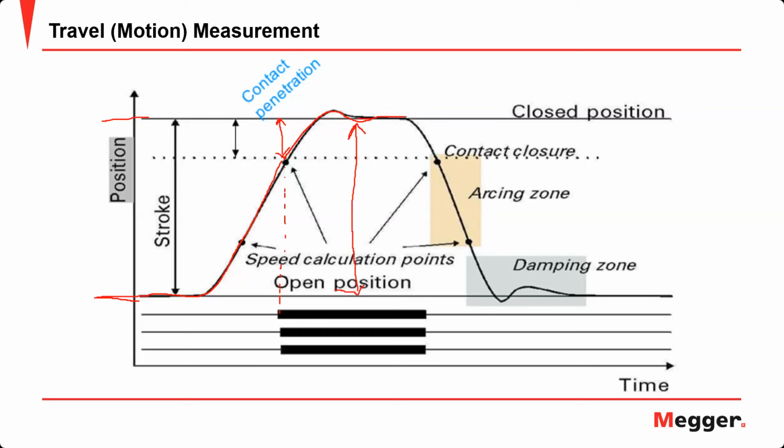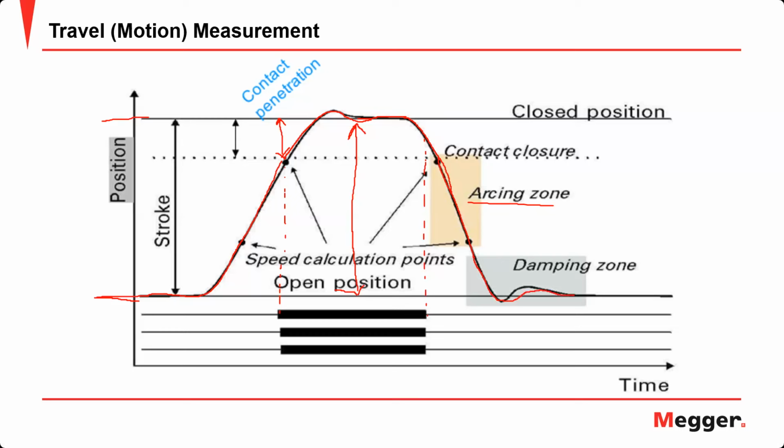Then we have an open command issued again. So the contacts start separating at this point. It starts moving here, and at this point, it starts separating. And it continues opening. This zone or this area is called the arcing zone. And you don't want your contacts to be here for a long time because the arcing will damage your contacts, especially the arcing contacts. And then we have the damping zone where the kinetic energy of your breaker is absorbed.